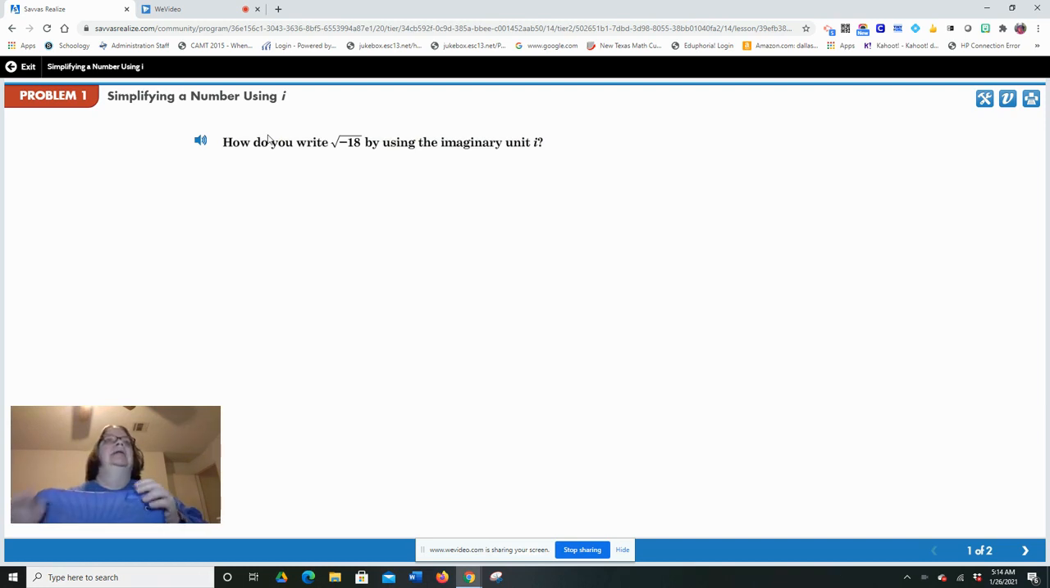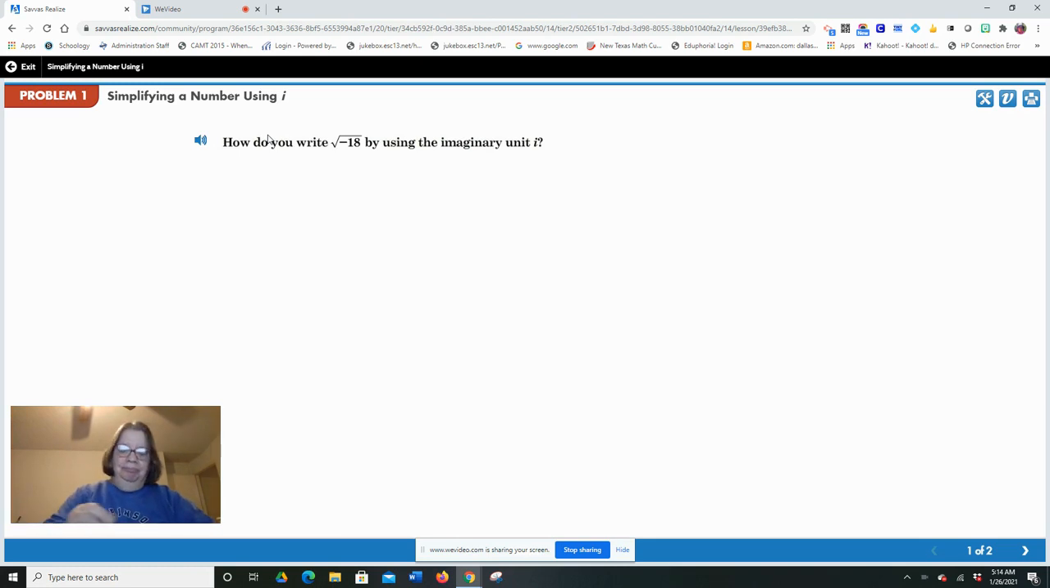Today we're going to look at something called an imaginary number. Everything you've dealt with in your math career so far has been using real numbers. Sometimes we solve a problem and the solution is all real numbers, so we look at the domain and range and it's all real numbers. Today we're going to look at something called an imaginary number.